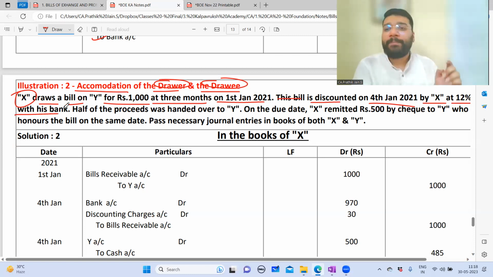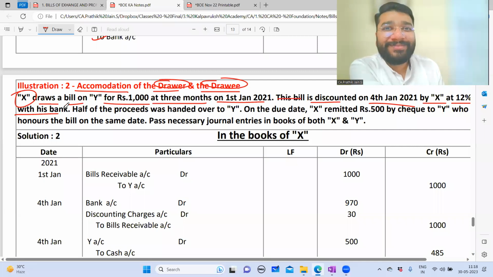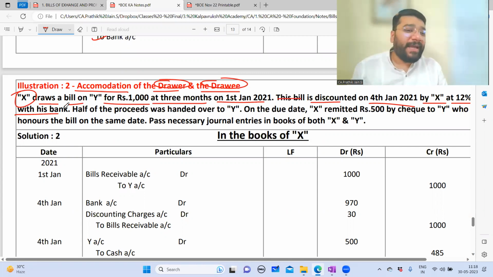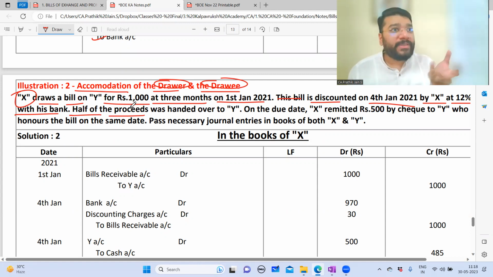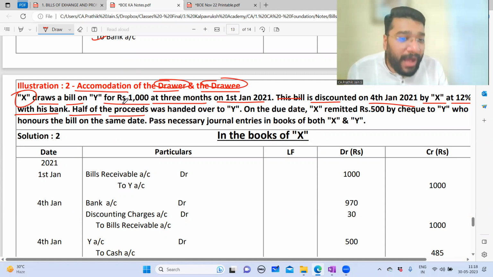So 12% is the interest rate for how many months? 12 months. 12% per annum. Per annum means 12 months. So here we have to calculate the interest proportionately for 3 months. Now the question says half of the proceeds. What does that mean? Whatever money you receive from the banker, that is called proceeds. So half of that money was handed over to Y.